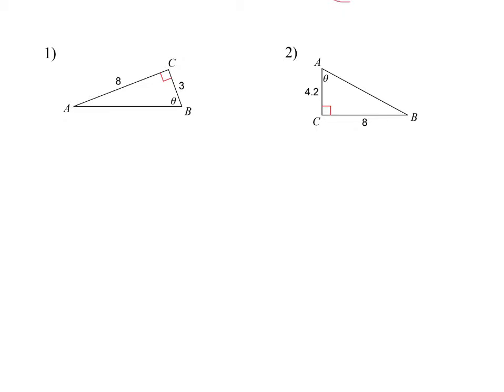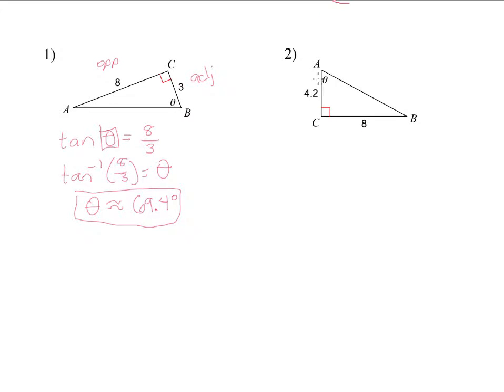In the first section, we're asked to find the measure of angle theta. Since we're given the opposite side and the adjacent side, tangent of theta is equal to 8 over 3. Now we're asked to find the angle measurement, so we use the inverse trig function. Punching in the arctangent of 8/3 into our calculator, we get theta is approximately 69.4 degrees.